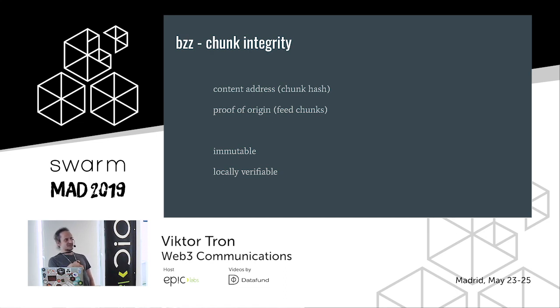So there are two ways to guarantee this. One is taking the content address. So basically, the address of the chunk depends deterministically on the content of the data blob, and this is done with hashing. On the level of chunks, this is the chunk hash. But there's another, trickier way, which is proof of origin. I will talk about this in a second. But first, let's talk about BCC.